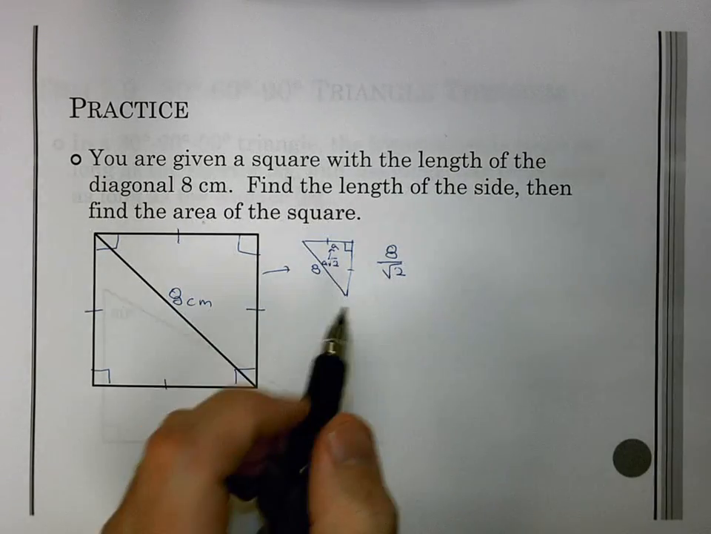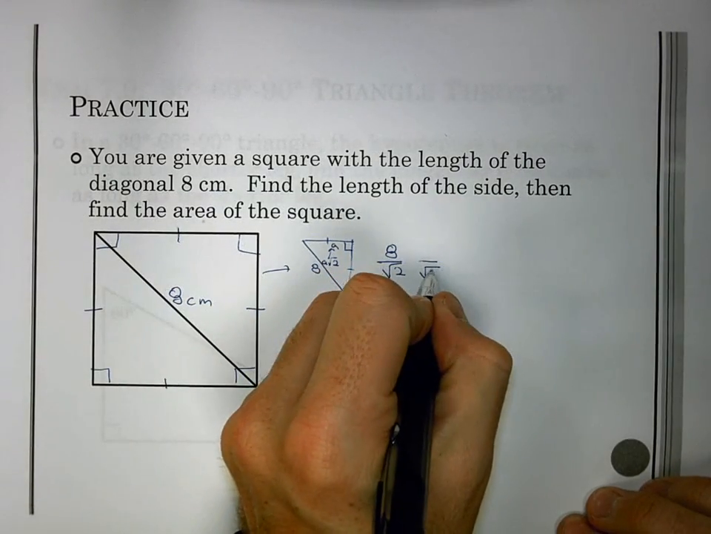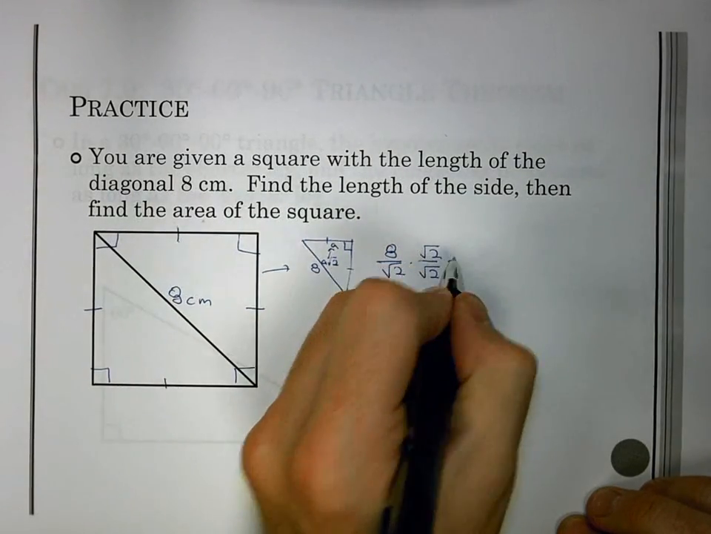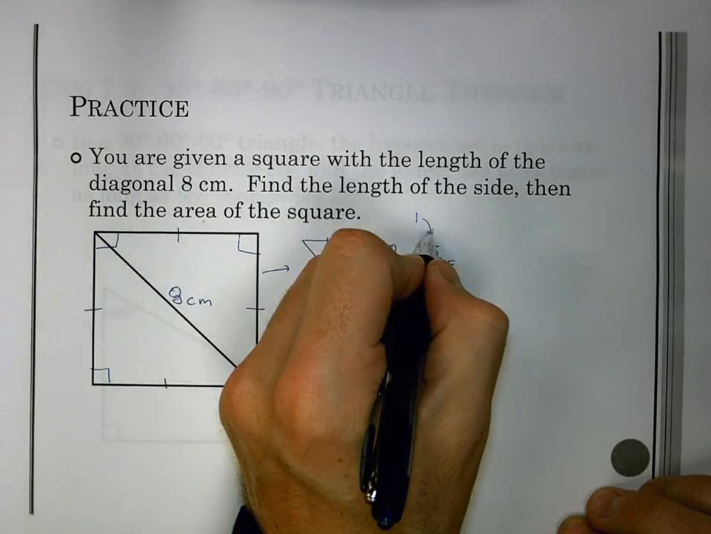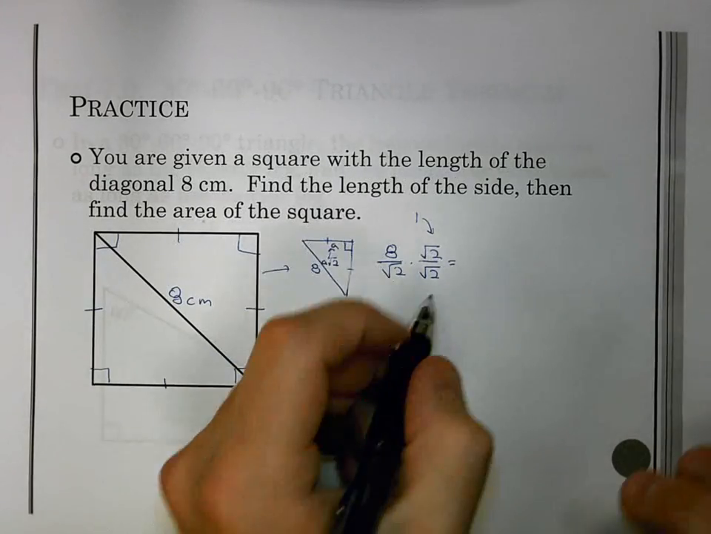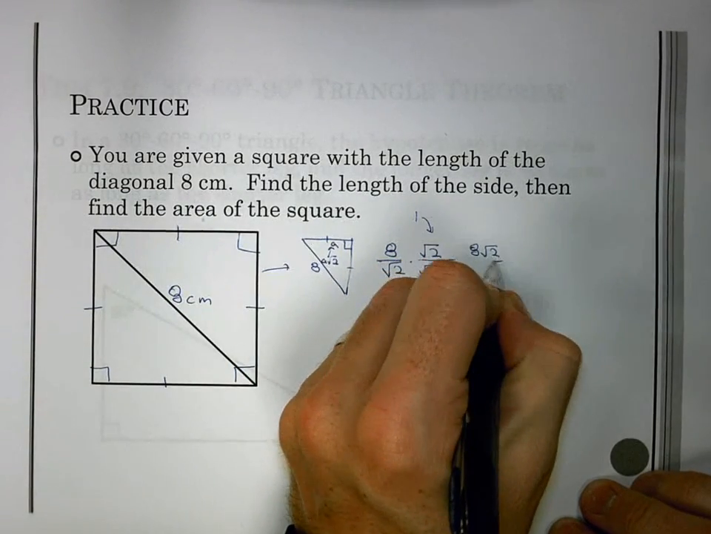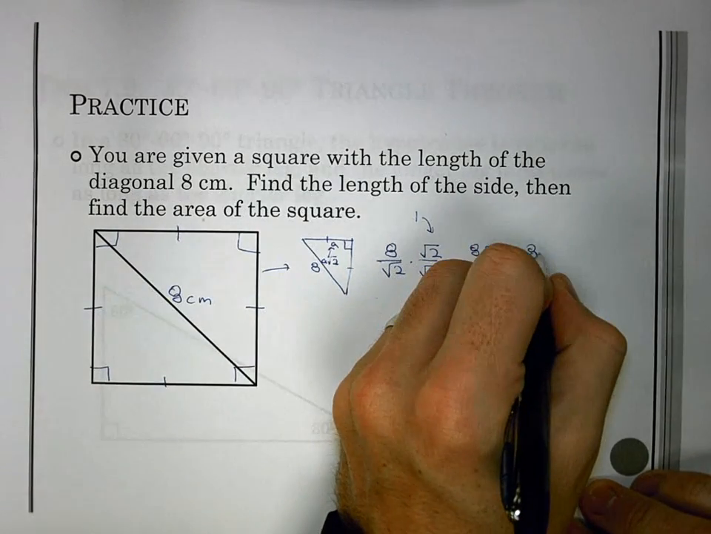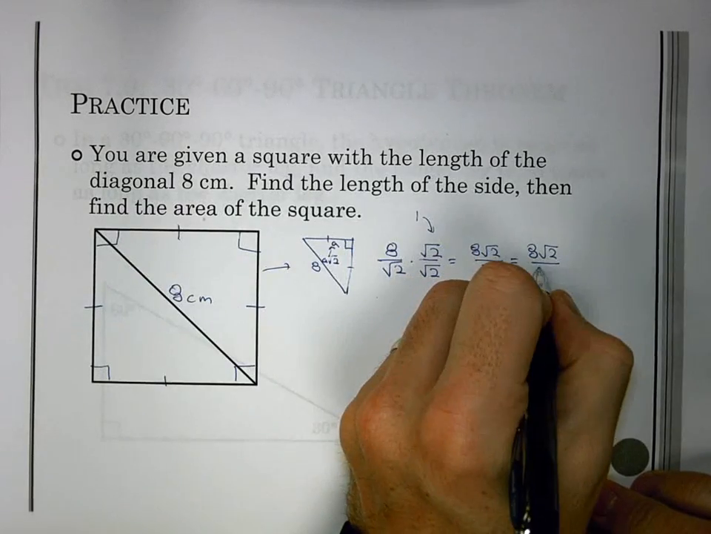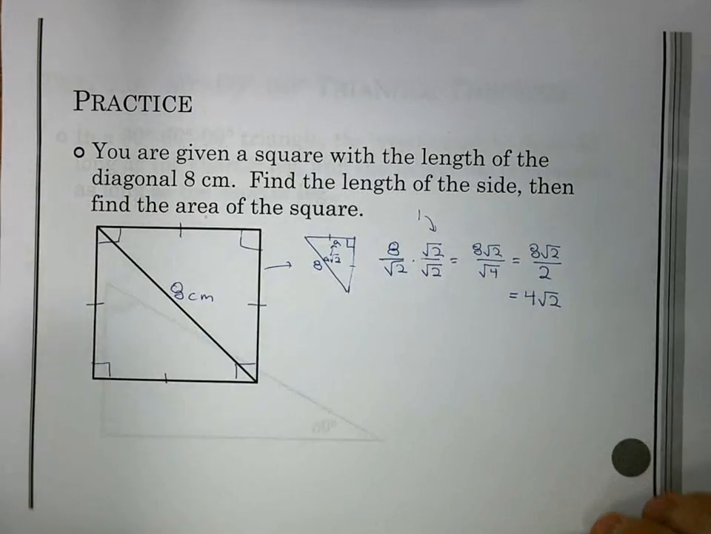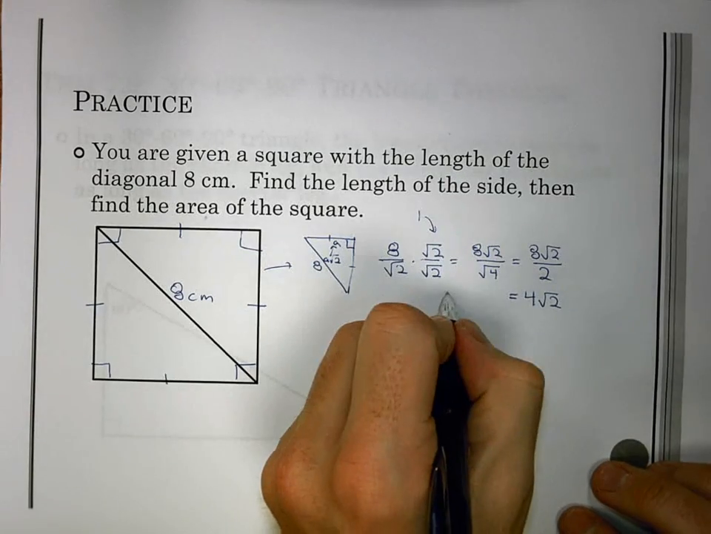The way I'm going to simplify is I'm going to multiply the top and the bottom by that radical. Because when I multiply it, I'm really just multiplying this by 1. That's really all root 2 over root 2 is. But when I multiply this, I get 8 root 2 over square root of 4, which is 8 root 2 over 2, which simplifies to be 4 root 2, which is simplified. There's no radical in the denominator, and I can use that as my side length.